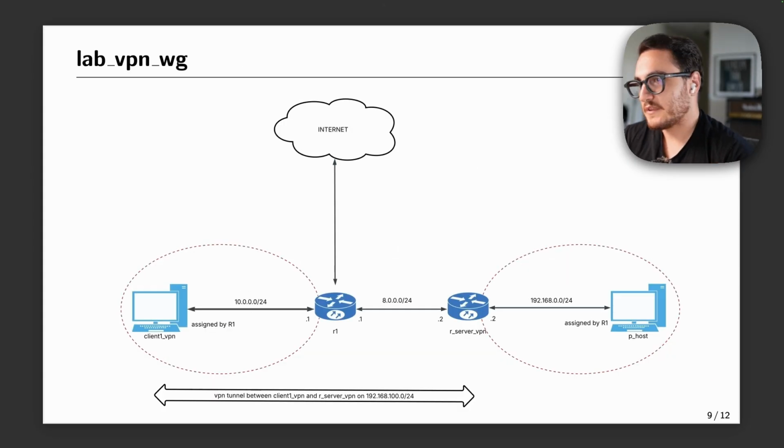We're going to do the same thing that we've done for IPSec and OpenVPN. Take this lab, create a VPN between client 1 VPN and our server VPN. So remote access VPN, where client 1 is our remote worker, and this subnet is where we wanted to expose the remote worker, because there are a bunch of servers that we want to access, and in particular we want to access this P host.